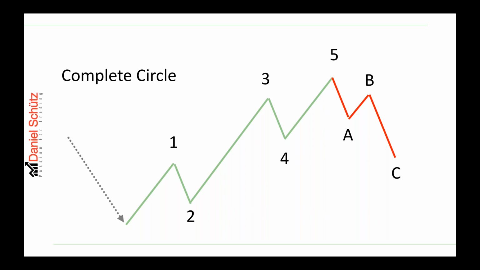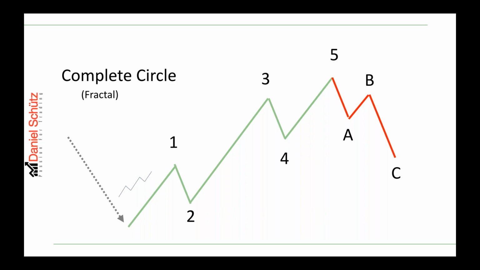Impulse waves, these are the waves 1, 3, and 5. And the waves A and C. Usually they have 5 waves. Our correction waves have 3 waves. These are the waves 2, 4, and the wave B. That sounds a little bit confusing.